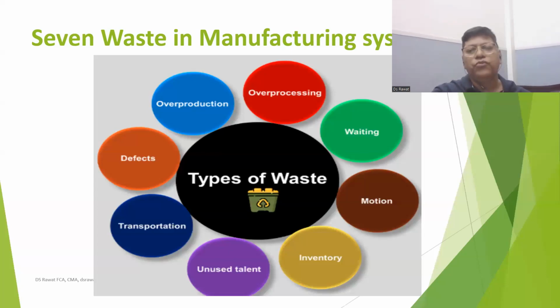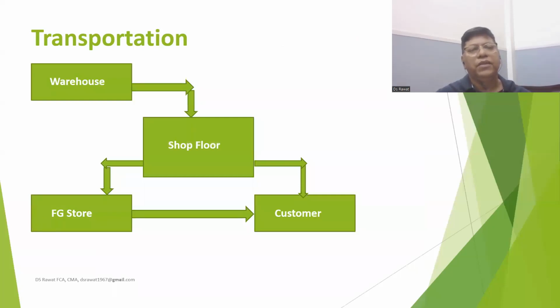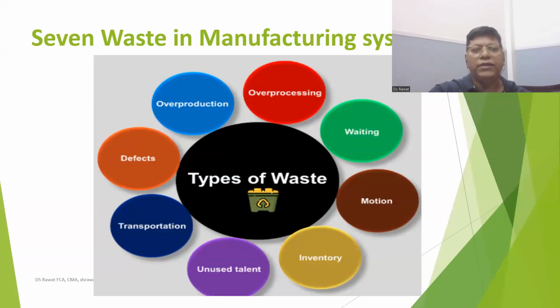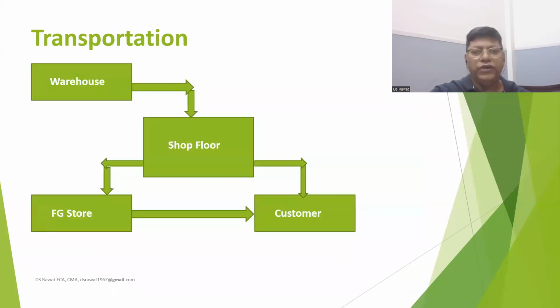Now I come to the next slide. Here, first waste, we are saying that the wastage is transportation, defects, overproductions, overprocessing, waiting, motions, inventory, and unused talents. Now I will come to each type of waste, and we will see how it can be reduced. First waste is the transportation.